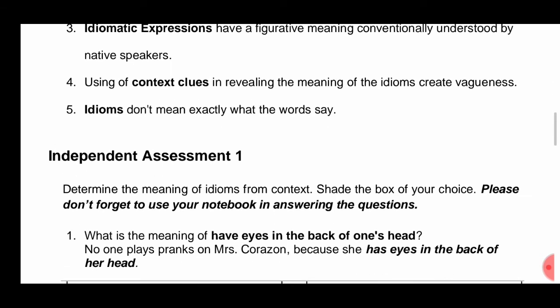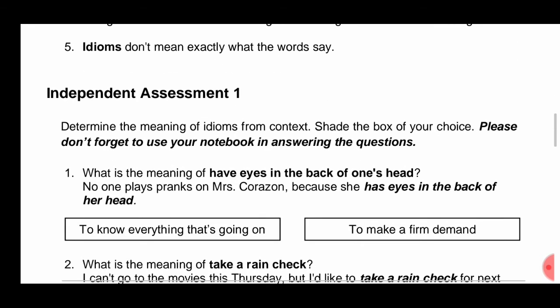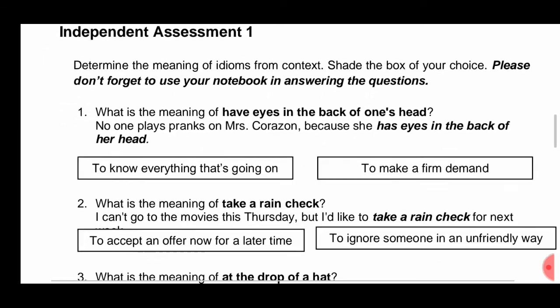So you need to answer. This is what you need to answer in your yellow paper. Independent Assessment 1. So what you are going to do here? In Independent Assessment 1, you need to determine the meaning of idioms from context. Shade the box of your choice. Please don't forget to use notebook or your yellow paper in answering the questions.